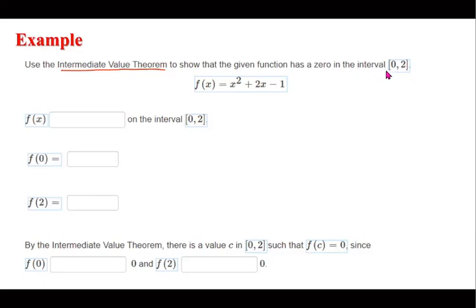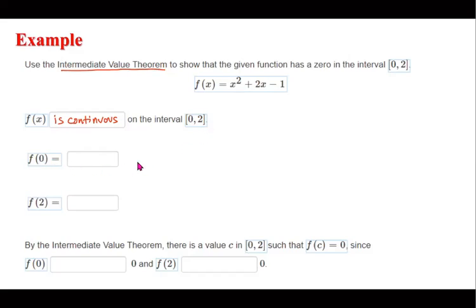So if you want to do that, first we have to check whether this function is continuous on that interval or not. This is a polynomial function. Polynomial function is continuous everywhere. So we can say that f of x is continuous on this interval. If f of x is continuous on this interval, we find the value of f of 0 on the left hand and also on the right hand, and they should have opposite sign. One should be positive and one should be negative so that the 0 lies in between.